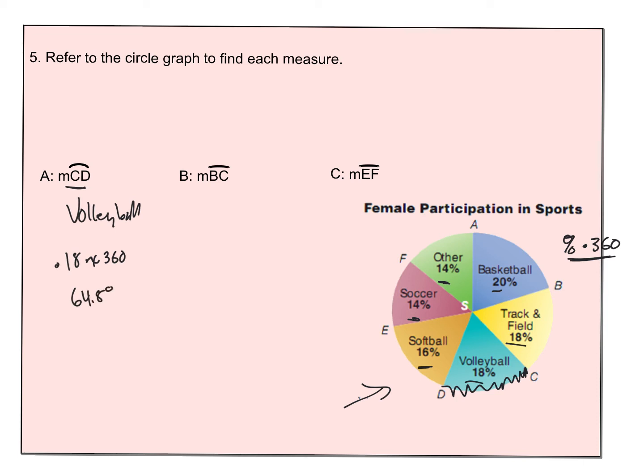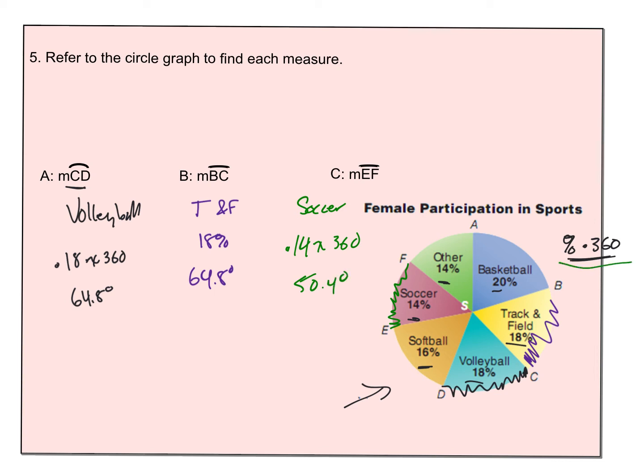All right, BC is track and field. That's also going to be 18%, so that's also going to be 64.8 degrees. Last one, EF, that's E to F, that's soccer. That's 14%, so I'm going to take 0.14 times 360. And with a little calculator mashing, you get 50.4 degrees. All I'm doing is taking my percentage as a decimal times 360.